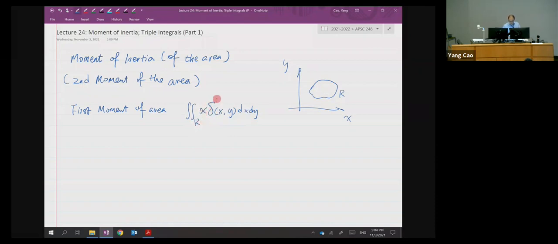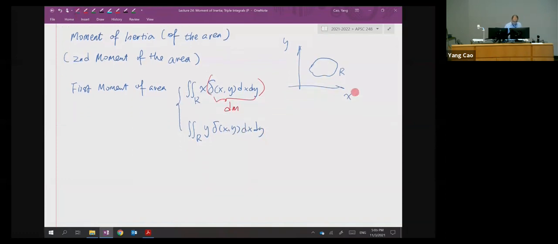So this is area, and this portion here is like a dm. So mass times the distance to the y-axis, which is x, and you get a mass moment. So it results in the first moment of area. Similarly, you can get a first moment of area with respect to the x-axis. Both of these are first moment of area. So let's look at the second moment of area, or moment of inertia, of a certain area.